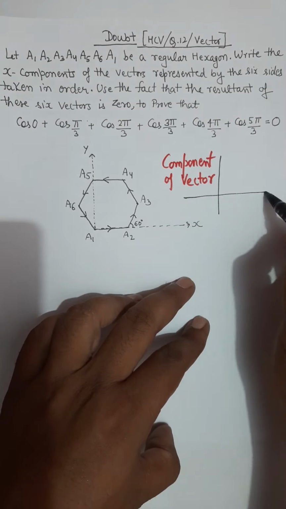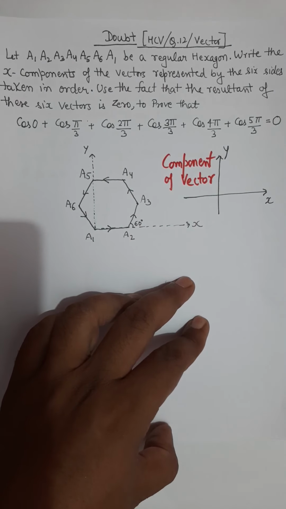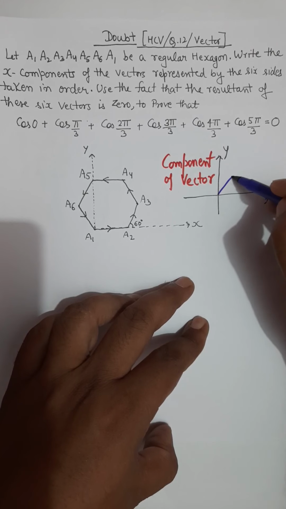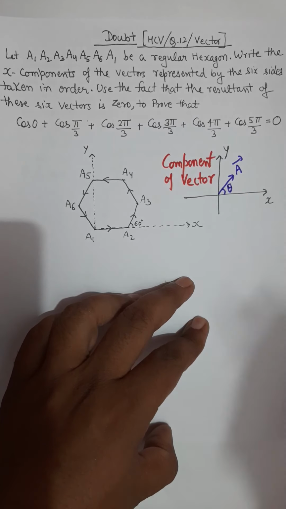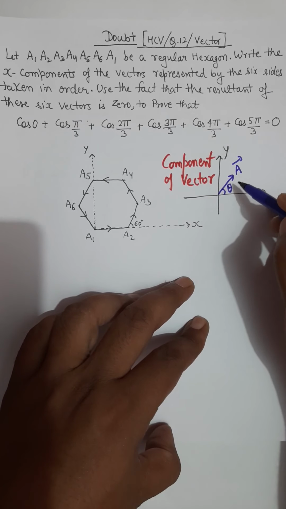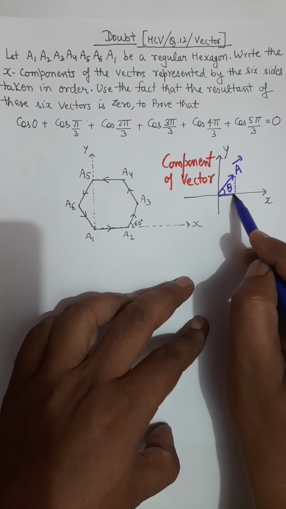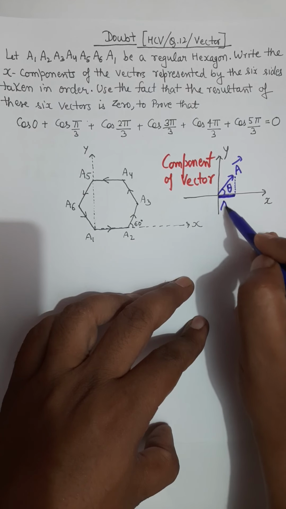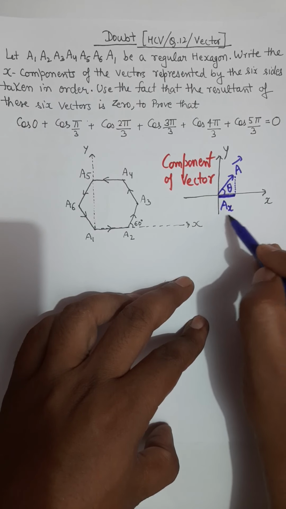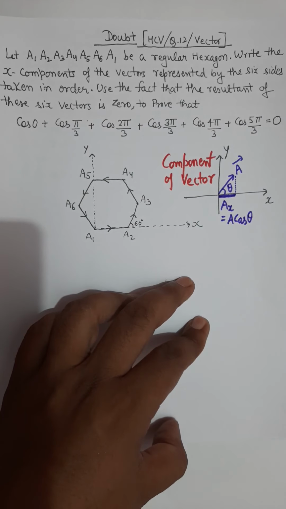If you have coordinate axes x and y, and there is a vector A in that coordinate axis, which makes a theta angle with the x-axis, then all you do is drop a perpendicular from A on the x-axis. Then this length is known as the x component, denoted by Ax, and through trigonometry you find it is A cos theta. This is called the x component of the vector.